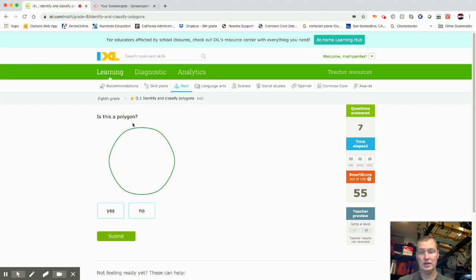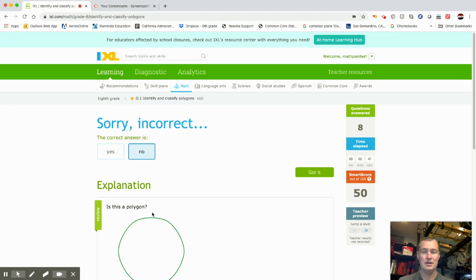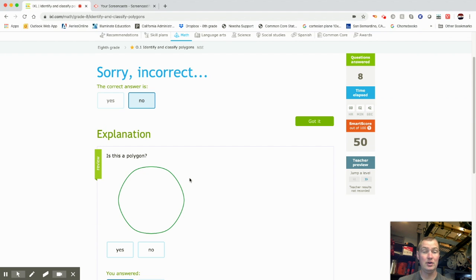Is this a polygon? So right here, this is kind of tricky. I haven't seen one of these before. Now, a polygon is any shape that is a closed figure. So notice that the line keeps going and it's closed. I don't think it's a regular polygon, but I do think it is a polygon. So let's just see, yes, and see what happens. And it's not. So let's find out why.